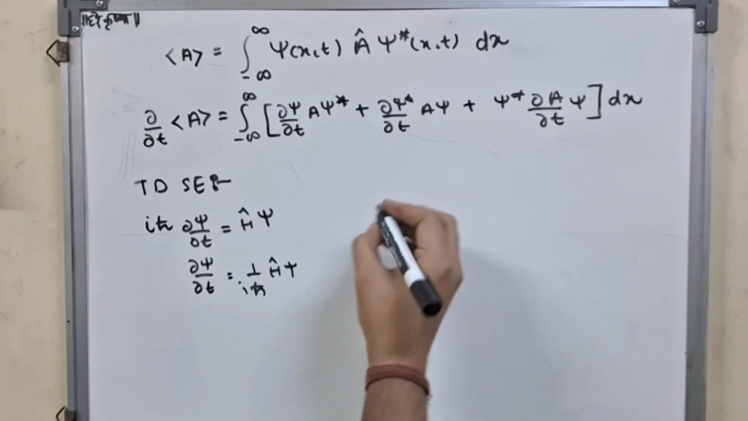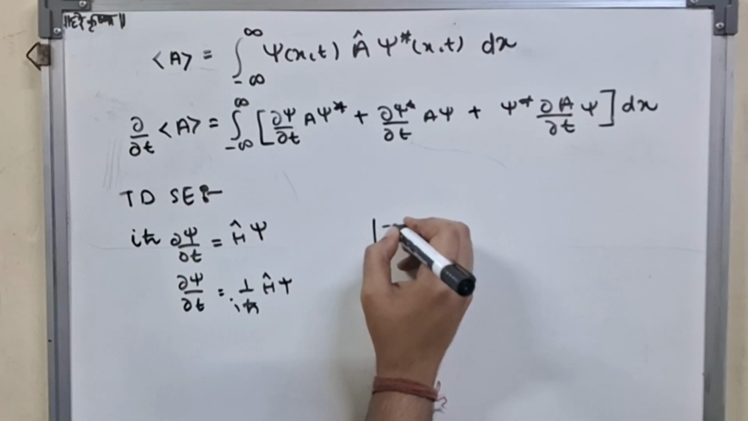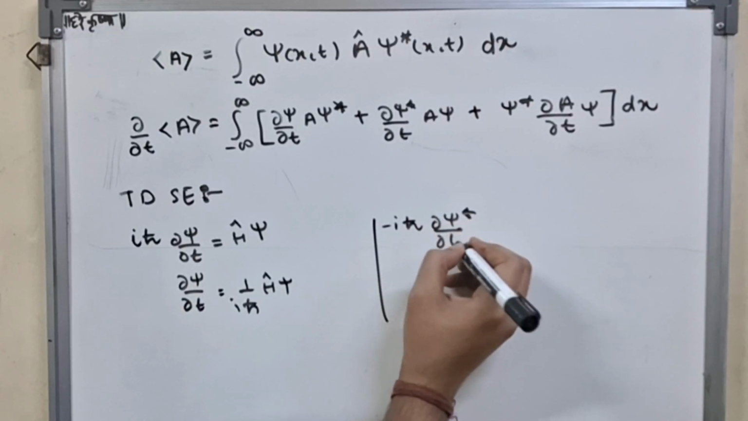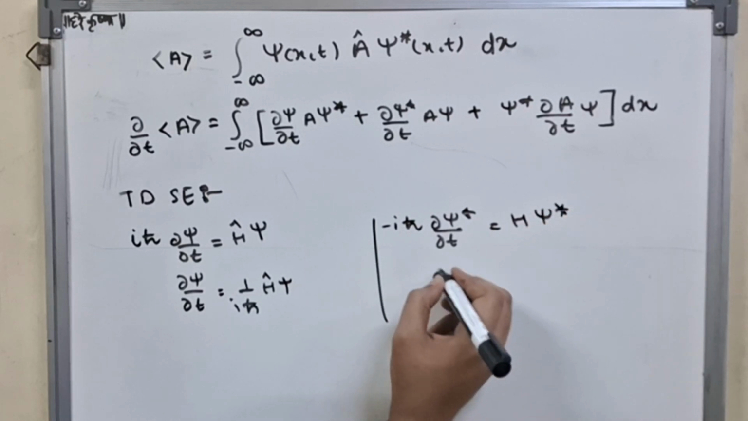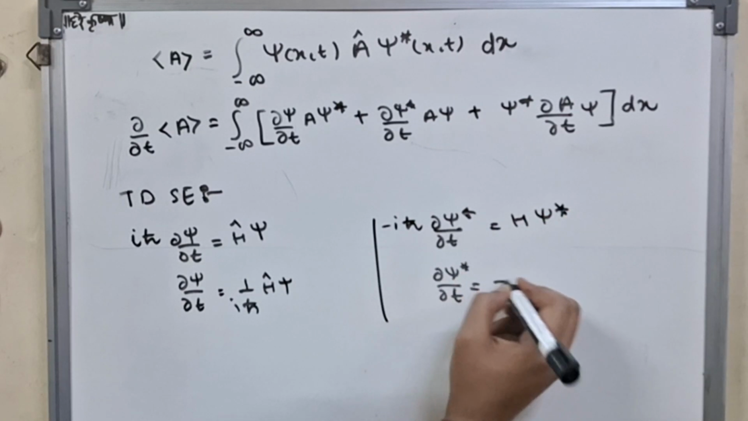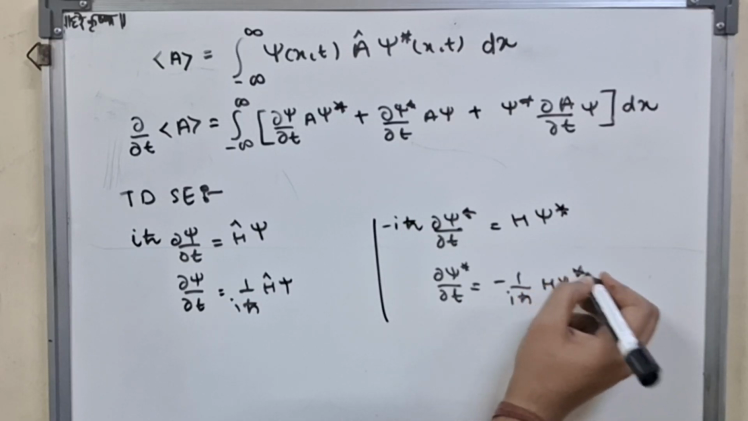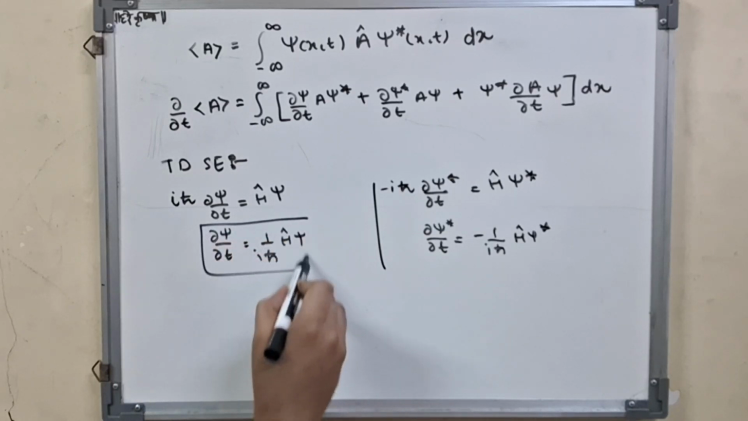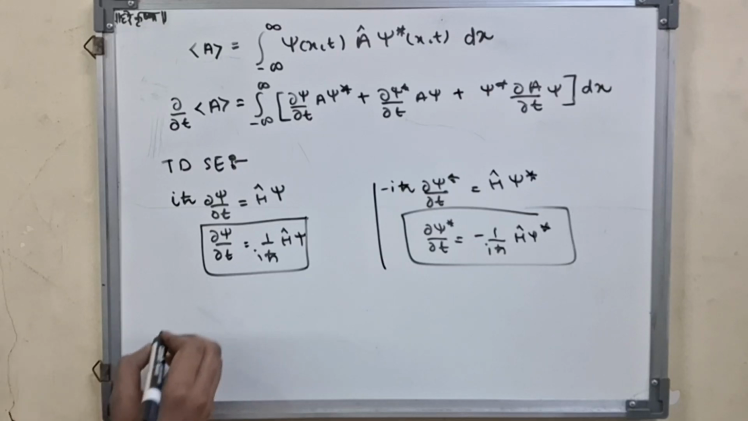So we take the conjugate value. Since it is a conjugate, it is minus i ħ ∂ψ*/∂t equals Hψ*. And again, we will rearrange it: ∂ψ*/∂t equals minus 1 upon iħ Hψ*. We are going to put the values which we have just now got inside our main equation.